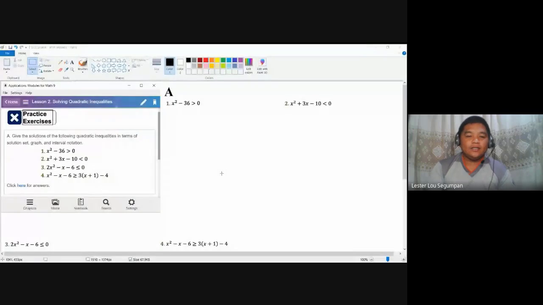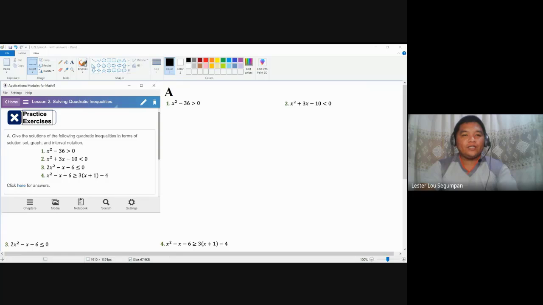Sharing to you right now is the material with four different quadratic inequalities. In number one, we are given the quadratic inequality x squared minus 36 is greater than 0. Number two, number three, and number four.